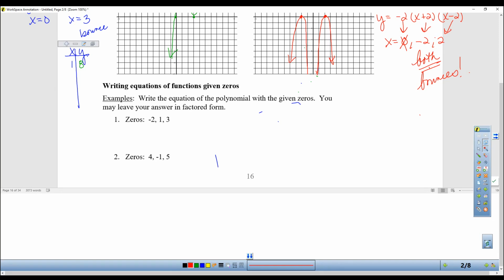Writing equations of functions given zeros. So this is a nice part of the lesson, very easy. We're just going to go backwards. So if I tell you that the zeros are -2, 1, and 3, then the factors must be x plus 2, x minus 1, and x minus 3. That's it. Now I have to warn you, your book is going to multiply that out.